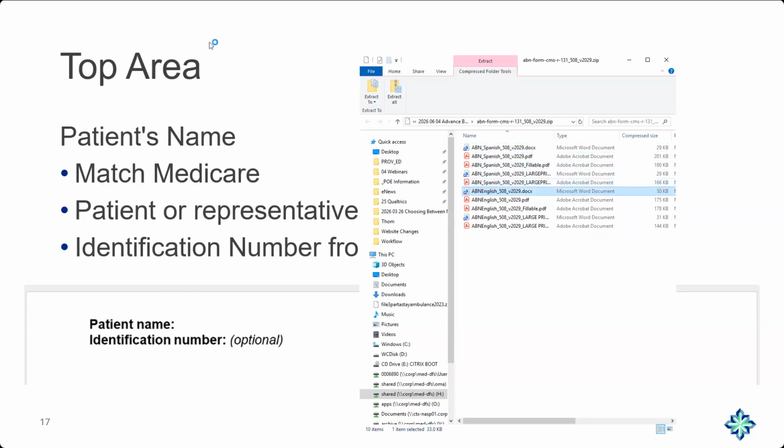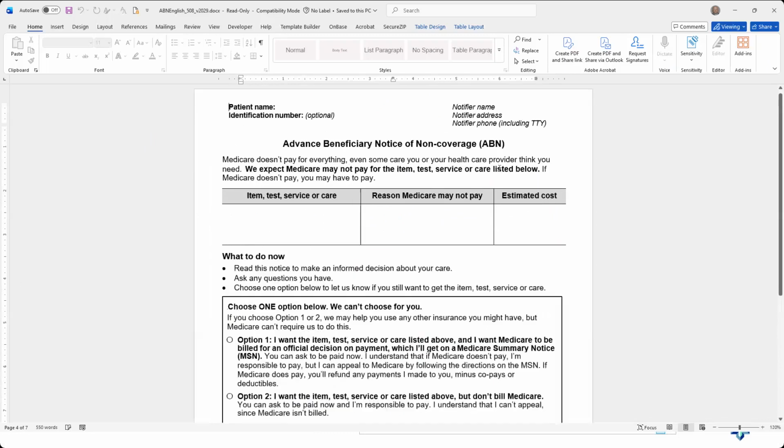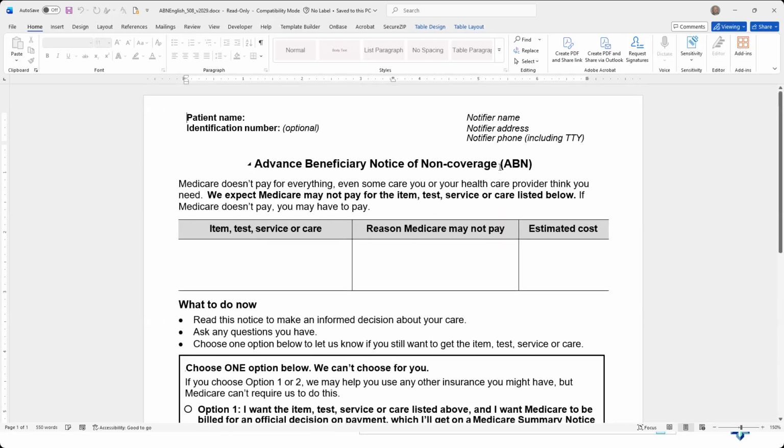I'm going to have you guys look at the top area on the slide. I'm just going to use the actual form to show it to you. Hopefully that makes sense. Ashley, do you want to verify that I am actually showing the form itself? Yes, I can see the form. Perfect. When we talk about the top area, this is what we're talking about.